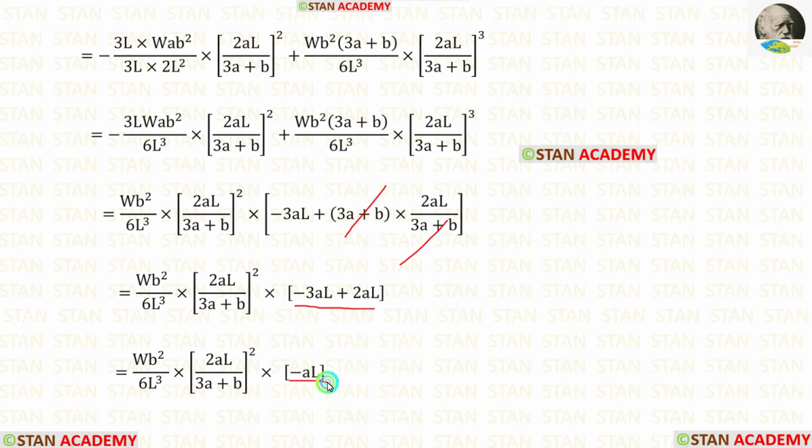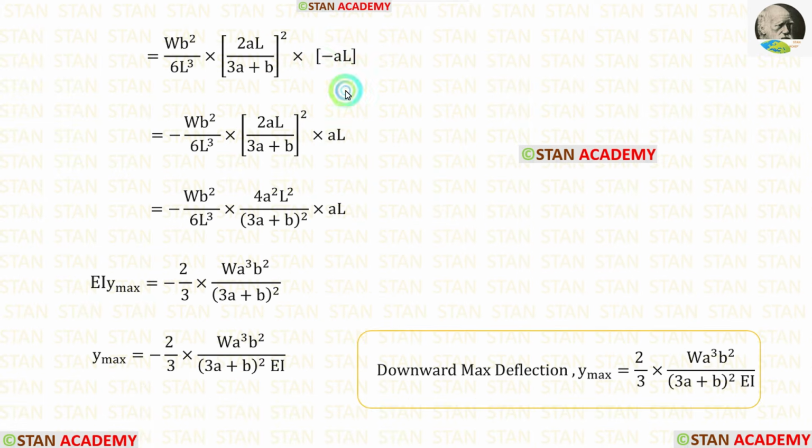When we do that, we will get minus aL. Then let us take this negative outside. For this value, we can square so that we will get 4a square L square. a square into a, we will get a cube. L square into L, we will get L cube. So that L cube and this L cube will be eliminated. 2 twos are 4, 3 twos are 6. Then let us take this EI to the right side, so it will come in the denominator.